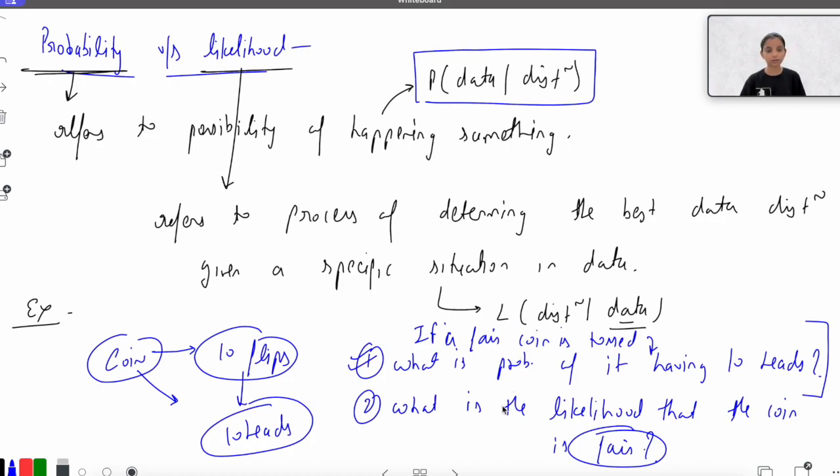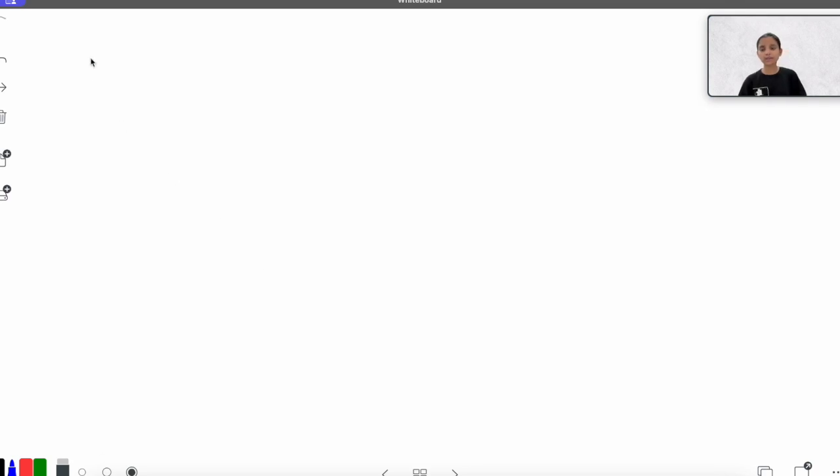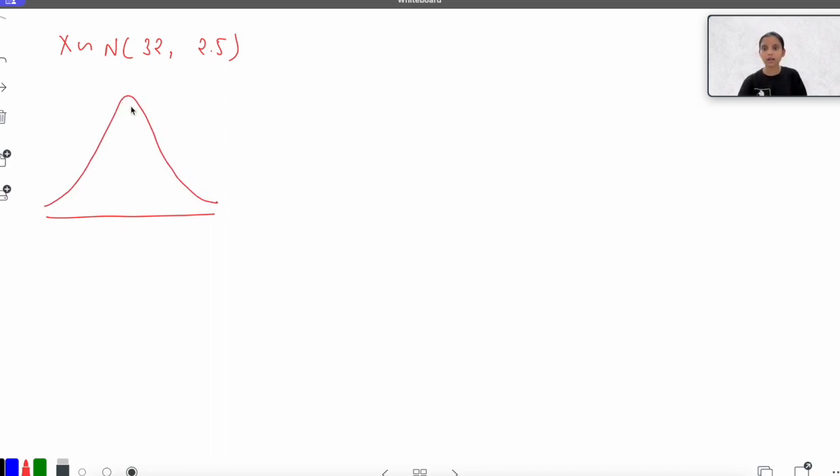That's what we mean by saying that probability is the probability of data given distribution, and likelihood is the distribution given data. You can also see it this way: you have a random variable x which follows some distribution, let's say a normal distribution with mean 32 and standard deviation 2.5. When I draw the graph corresponding to it, it will be like this, and this is the center, which is 32.